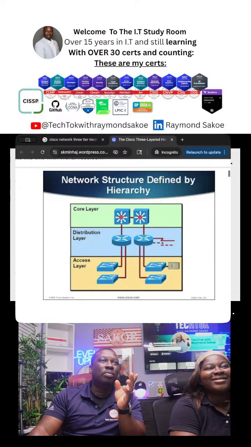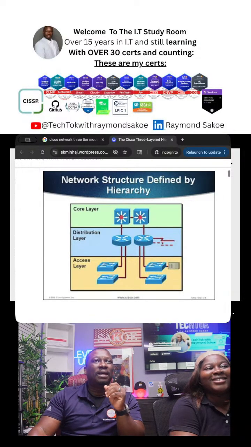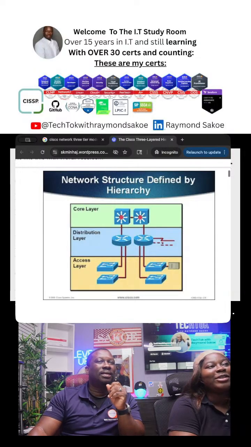Usually two or more devices, right? Depends on your appetite level, right? Appetite. I haven't heard that one in a while.